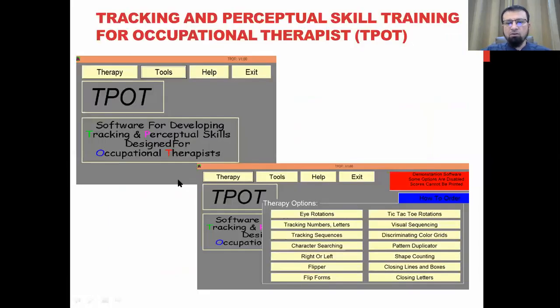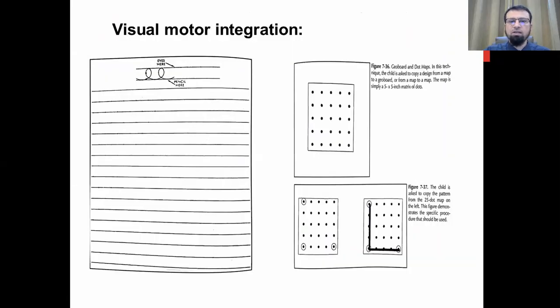There is one application also, for tracking and perceptual skills, designed for occupational therapists. I could get the trial copy of this one, not the demo copy. Also, you can download this one on your PC and use it with a patient. There are a lot of exercises, as you see here, and you can control the difficulty of the exercise as well. So there are a lot of options, but you just need to search and look for the option which fits your patient.